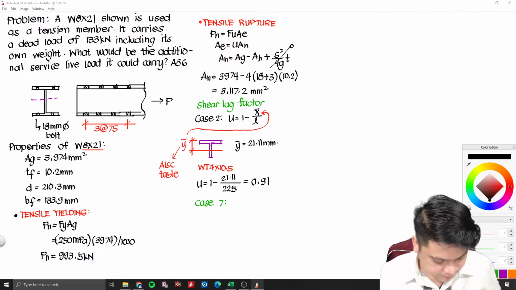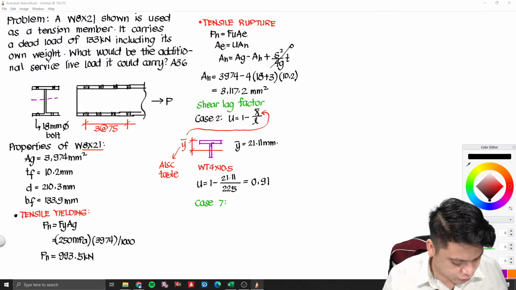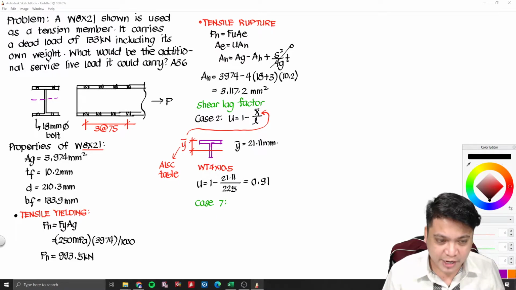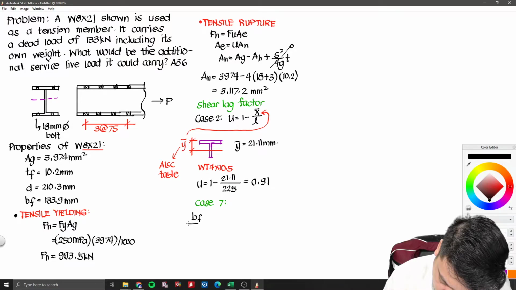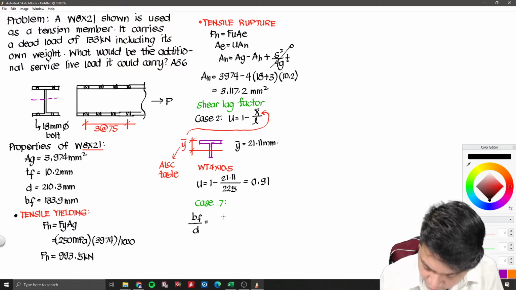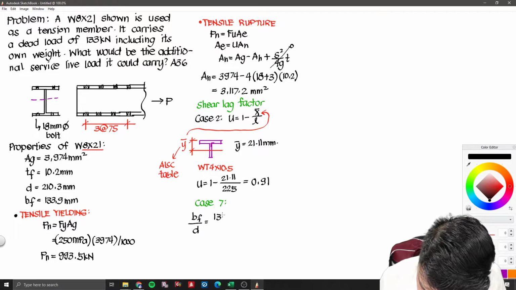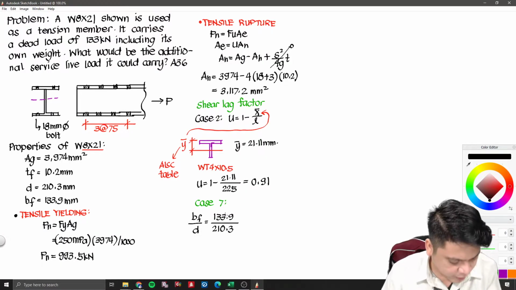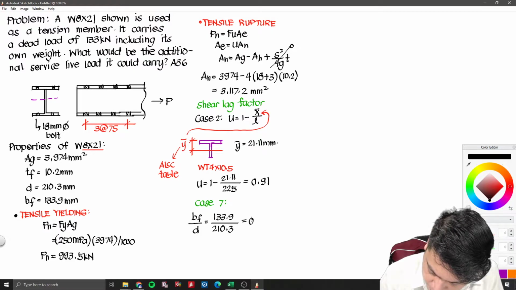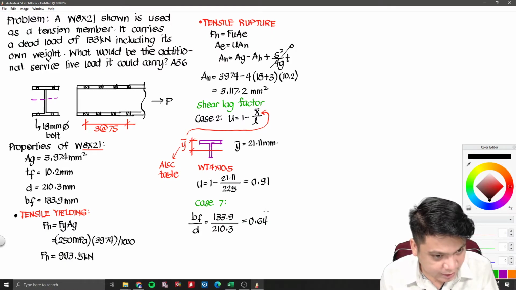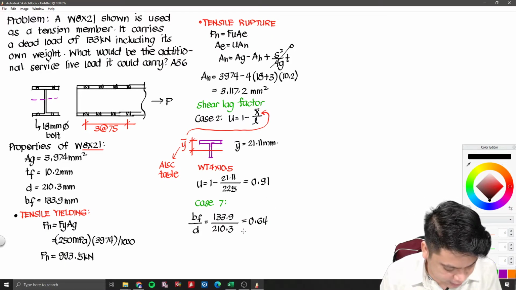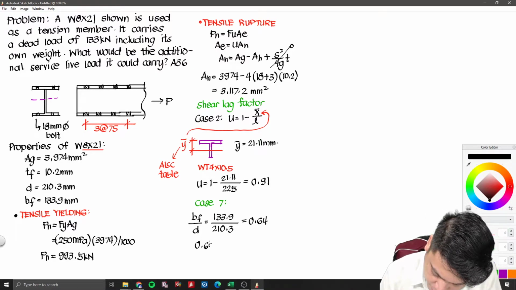Okay, K7 tayo. I-check natin yung ratio ng kanyang BF or wide flange all over its depth. So, check natin si BF over D. Ang BF natin is 133.9 and ang D natin is 210.3. So, that's around 0.64. Kapag ito is less than 2/3, sa condition natin, this is less than 2/3.